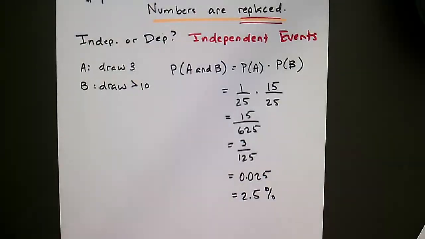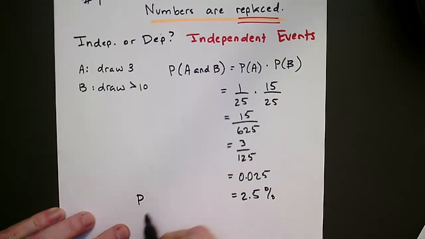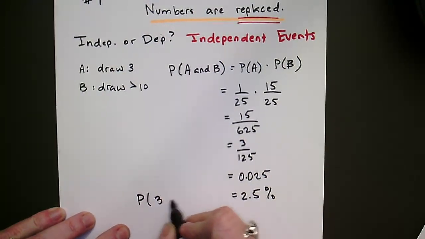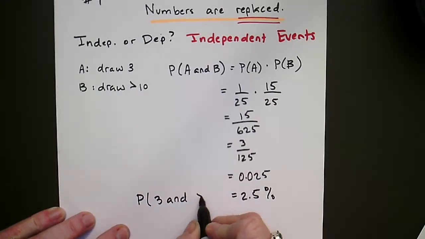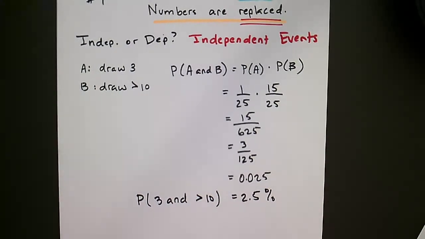The probability of drawing a 3, and so here I can notate it correctly, probability of drawing a 3 and a number greater than 10 is going to be about 2.5%.